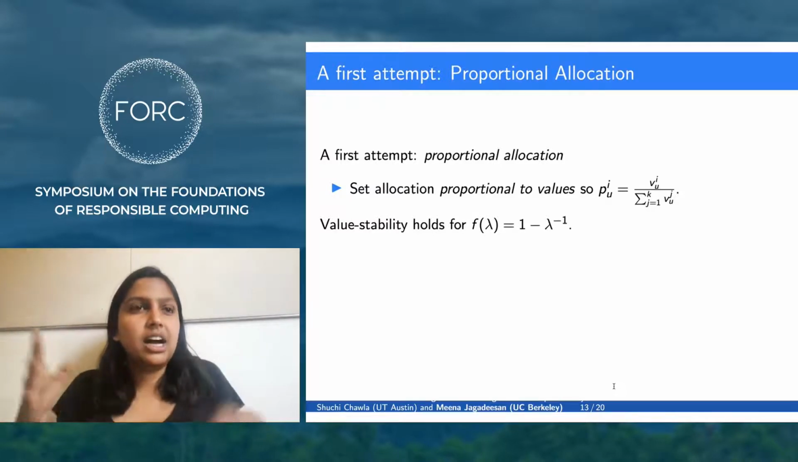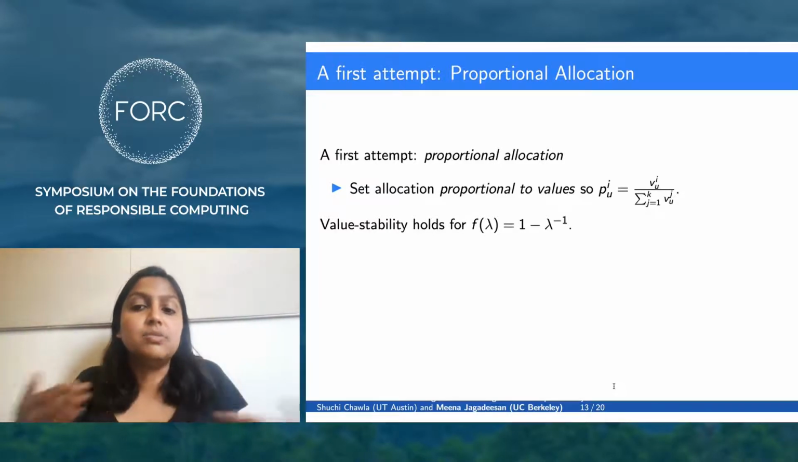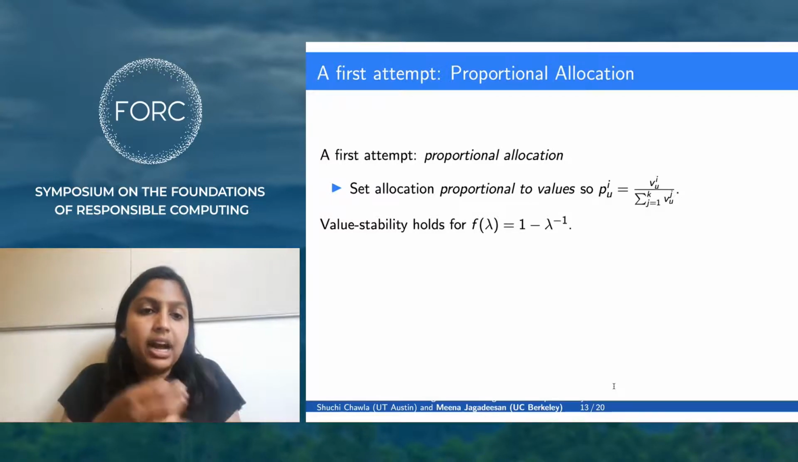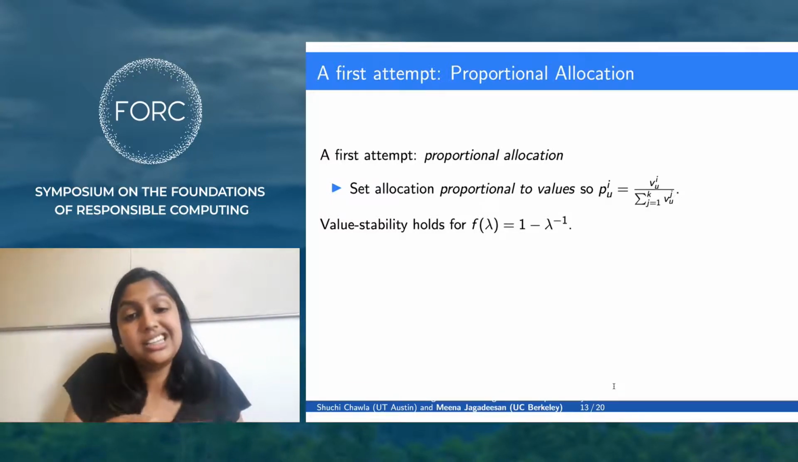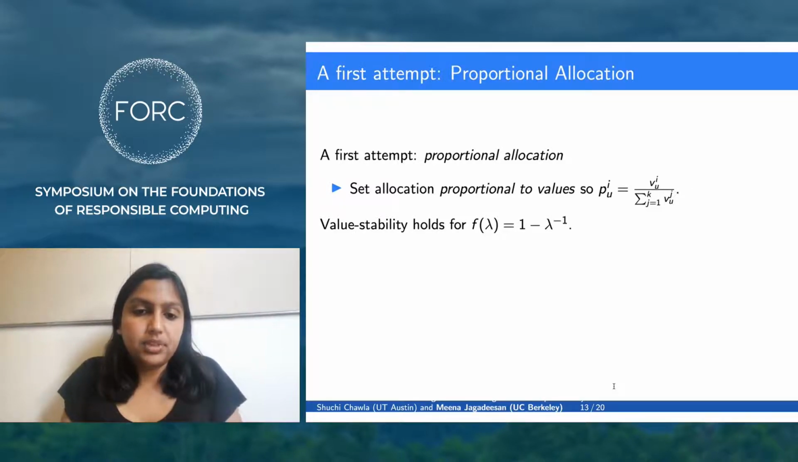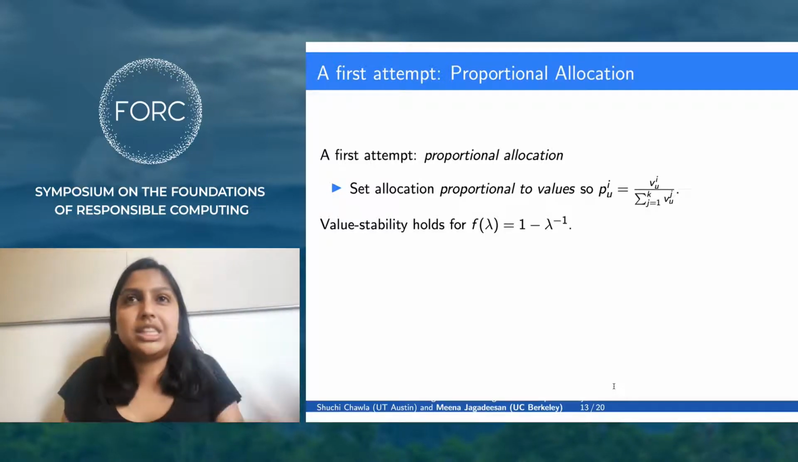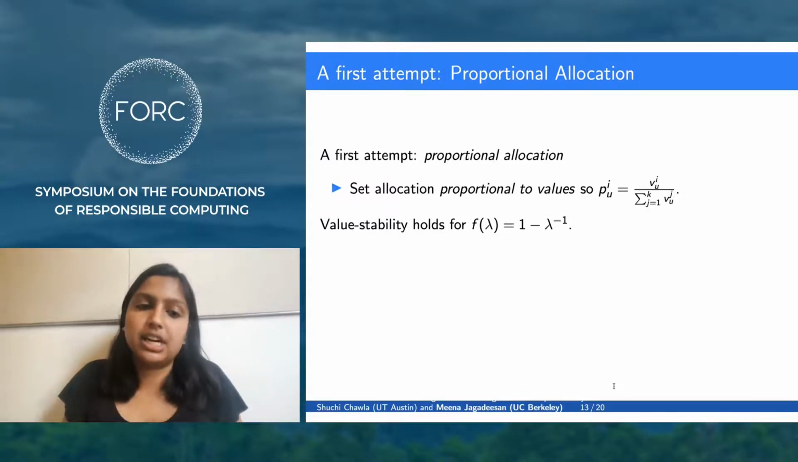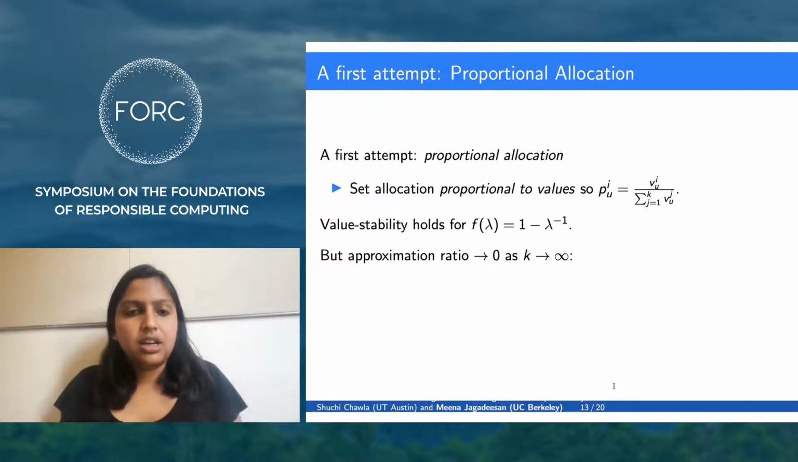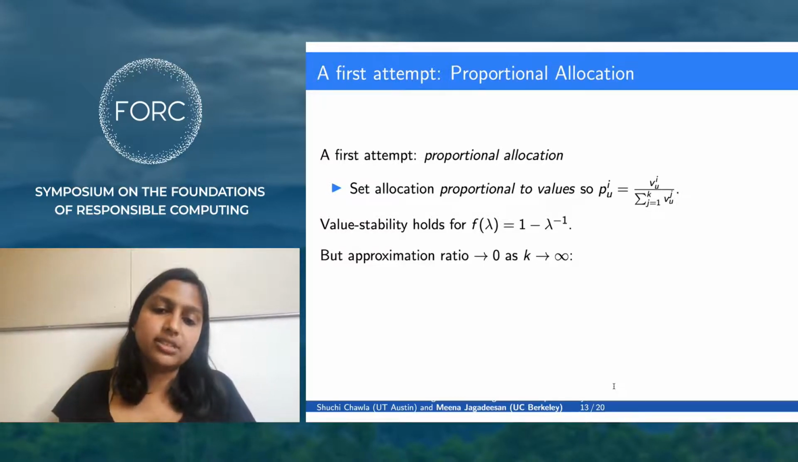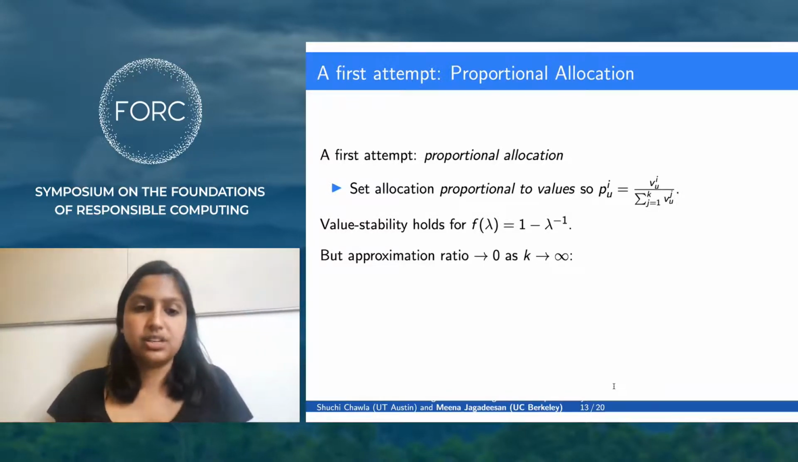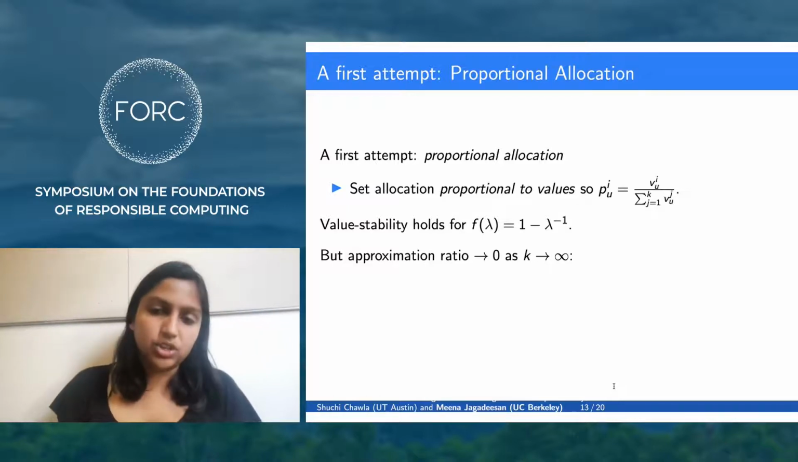And intuitively, the reason behind this is that it's smooth. So unlike the highest bid wins allocation rule, it doesn't magnify small differences in the values. And so value stability holds for F of lambda equals 1 minus 1 over lambda. So that was within that family of value stability constraints that I described previously. The problem with proportional allocation is that the approximation ratio goes to 0 as the number of advertisers goes to infinity. And let me give some intuition for why this is the case.